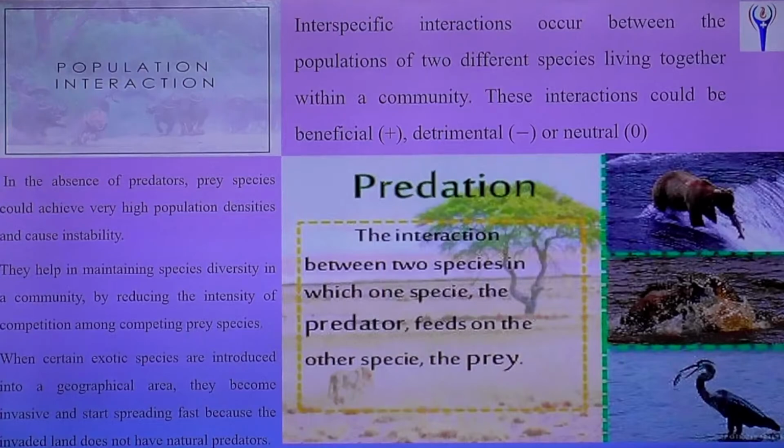We'll see. In the absence of predators, prey species could achieve very high population densities and cause instability. Predators help in maintaining species diversity in a community by reducing the intensity of competition among competing prey species. And when certain exotic species are introduced into a geographic area, they become invasive and start spreading fast because the invaded land does not have natural predators.